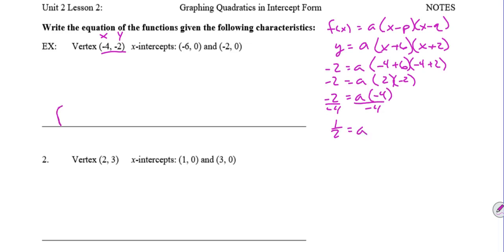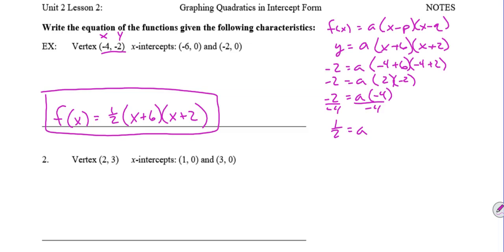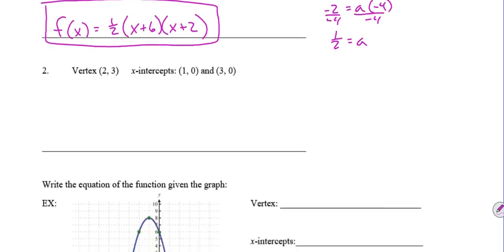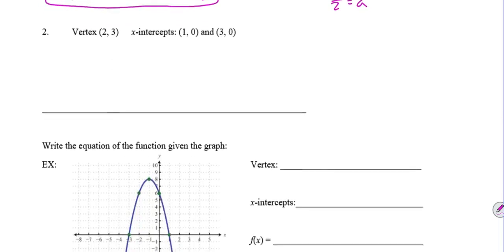So now I can write my equation. F of x equals 1/2 the quantity x plus 6 times the quantity x plus 2. And there is my equation in intercept form given the vertex and the x-intercepts. Use the x-intercepts to find the factors. Use the vertex to work your way backwards to your a value. And then you can plug them all in. So pause the video and try number 2.